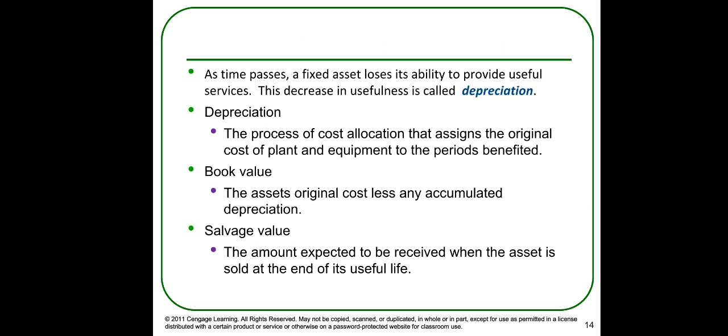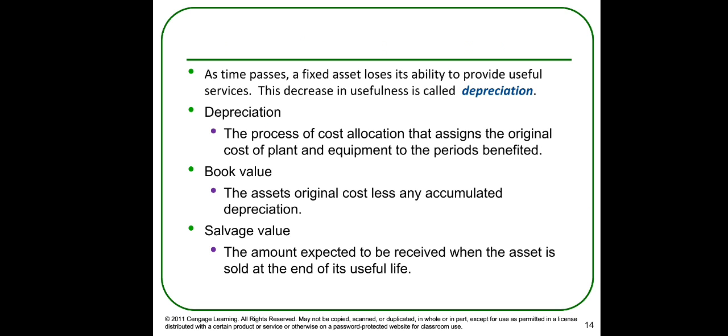Okay, these are several things related to the fixed asset or non-current asset. As time passes, a fixed asset loses its ability to provide useful services. This decrease in usefulness is called depreciation. So in accounting, if you have a business, let's say today you purchase an asset. For example, we use the previous slide as example. You purchase a sewing machine.